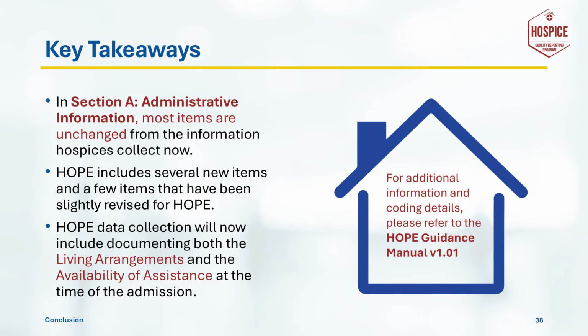So here are the key takeaways from this lesson. Most items in Section A, administrative information, are unchanged. HOPE has added several new Section A items. A few items have been slightly revised for HOPE, and HOPE data collection will now include documenting both the living arrangements and the availability of assistance at the time of the admission. We do suggest you review the full HOPE Guidance Manual for much more detail about these items.